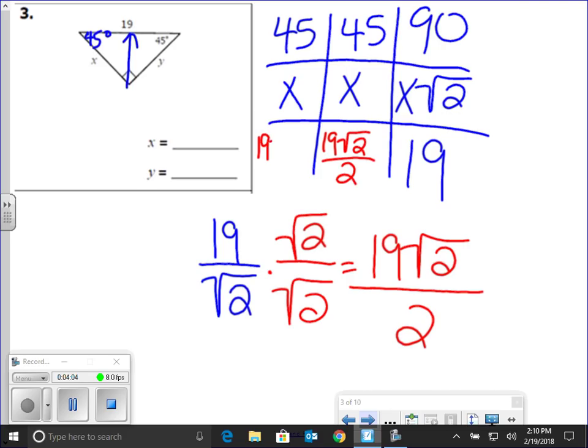And it's the same for the other leg. So both of these would be 19 square root of 2 over 2. And same for y.